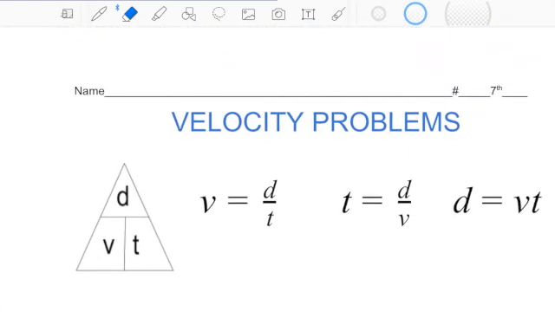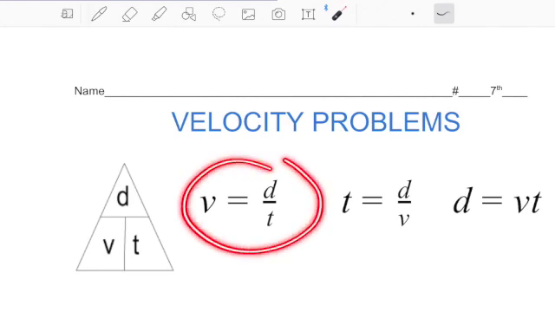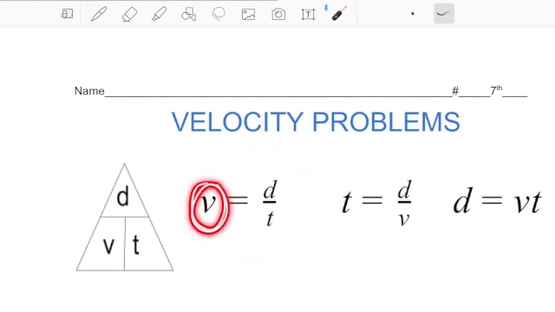Okay, so now let's talk about the velocity problems, guys. The formula that I will commonly give you on the exam is this one. And there's two ways to clear this type of formula. This type of formula is of 3 variables. The V, which is velocity, D for distance, and T for time.